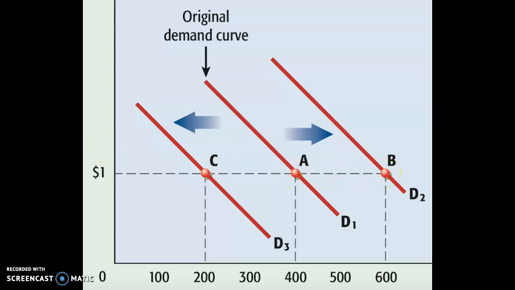The inverse is also true. If the price of Dr. Pepper goes down, the demand for Mr. Pibb will go down. It'll go from A to C.